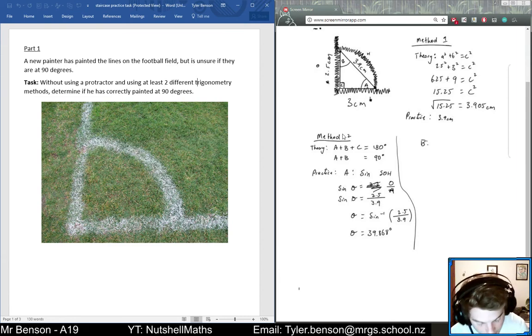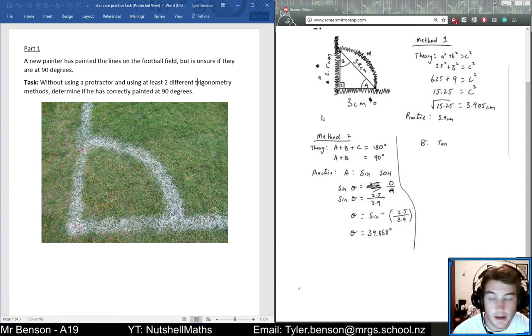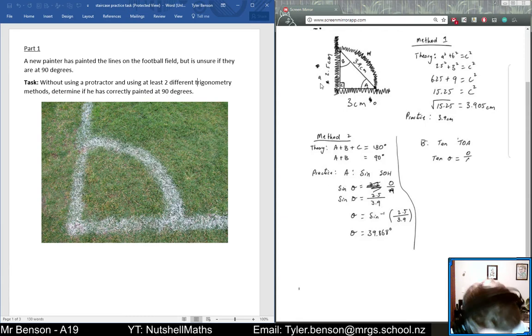So let's choose tan. We're trying to find B, and I know I need to use the opposite. So if I look at B, I relabel the whole triangle. This is O, this is A, and this is still H. And I know I need to use 3 centimeters, so that means I'm going to use O. Let's use tan, which is TOA, which means tan angle is O over A. So this ensures I use all three.